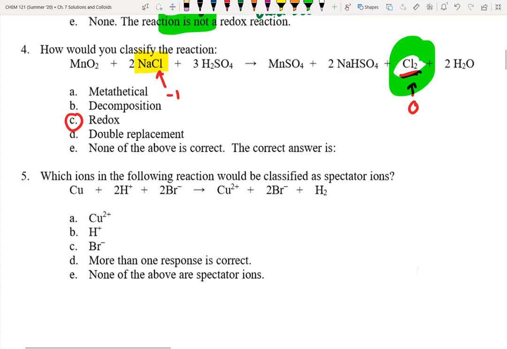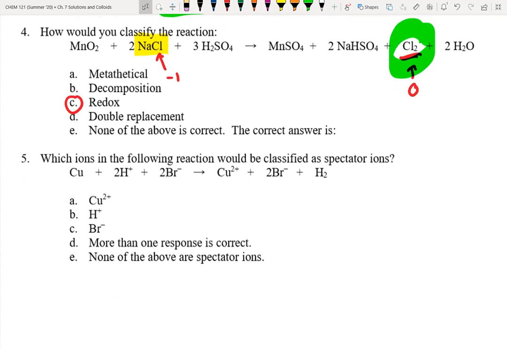All right. Number 5, which of the ions in the following reaction would be classified as spectator ions? So a spectator ion is something where it is present on both the left-hand side and the right-hand side. So I could go through and check, and some students would immediately say, oh, well, there's copper on both sides. So that would be a spectator ion. Why isn't that right? Because it changes charge. Yeah, it changes charge. In fact, this copper isn't even an ion, so it can't be a spectator ion. A spectator ion has to have the same charge, like you were saying.